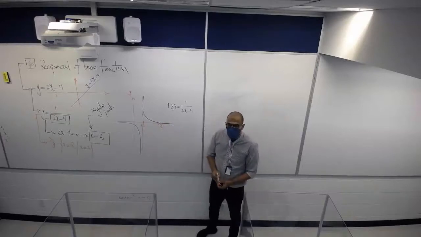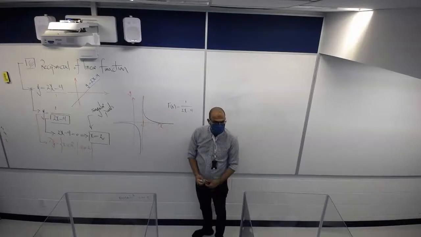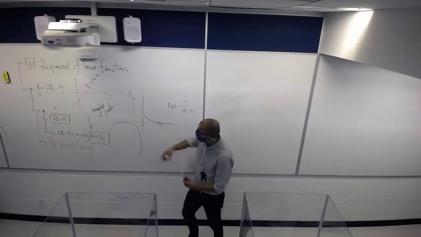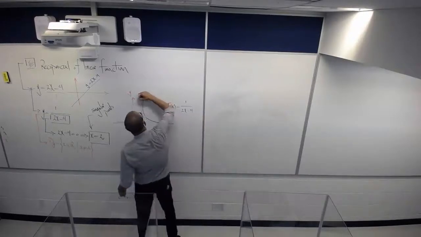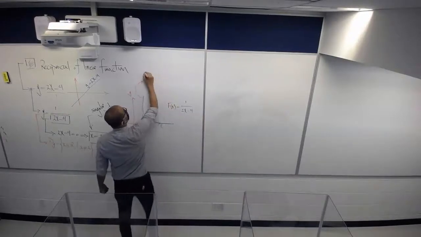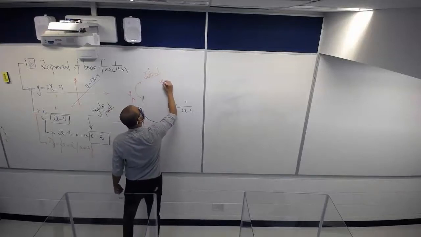I call this one. Is this function vertical or horizontal? The orange line. Is it vertical or horizontal? That's right, vertical. Then I'm just going to call that vertical asymptote.